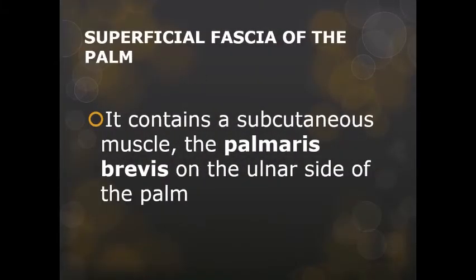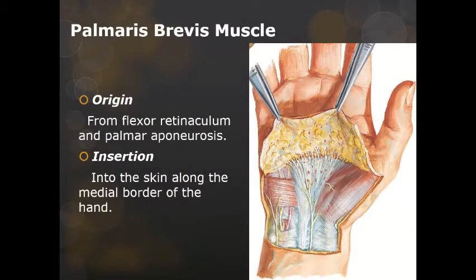Coming to after removal of the skin, we can identify the superficial fascia of the palm. The superficial fascia of the palm contains a subcutaneous muscle called palmaris brevis on the ulnar side of the palm. Let us see that. Here you can see the palmaris brevis, which is present towards the ulnar aspect of the palmar aponeurosis. The palmaris brevis arises from the flexor retinaculum and the palmar aponeurosis, and it inserts into the skin along the medial border of the hand. This is nothing but the palmaris brevis muscle.